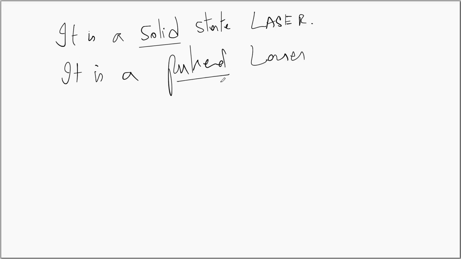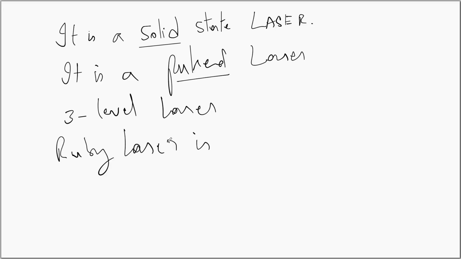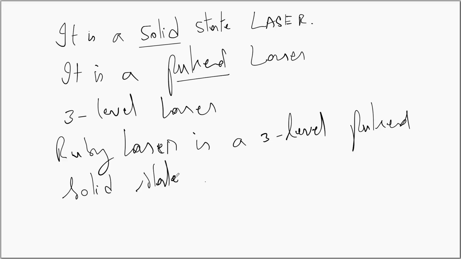Since it is a pulsed laser, we can easily guess about its pumping scheme. It is a 3-level laser, which means the pumping scheme involves 3 energy levels. Now a ruby laser can be stated as a 3-level pulsed solid state laser.